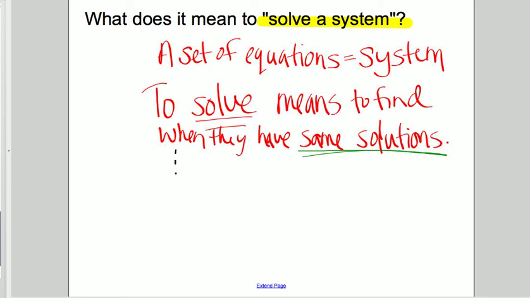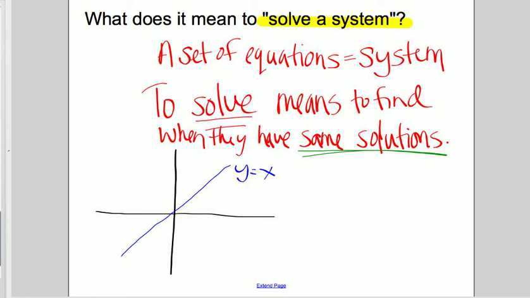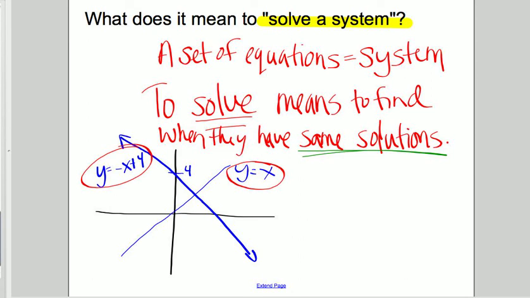So for instance, just a quick example, if I have two lines, maybe one line is y equals x, and maybe another line is y equals negative x plus 4. I would sketch that one, and it would end up going downwards, of course. My system is the two equations that you see here. The solution is this one point where they cross. So it's a single point where we have the same x and y values. And the answer in this case is (2, 2).